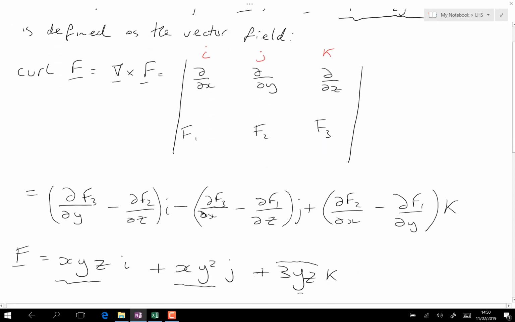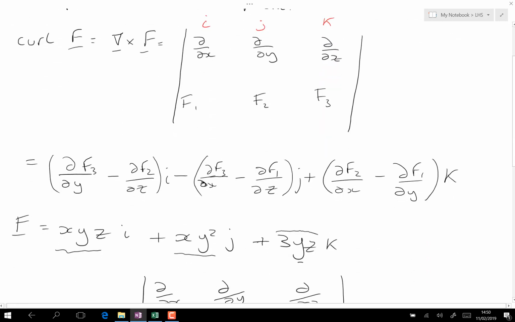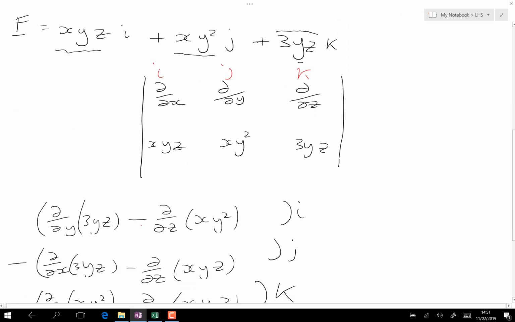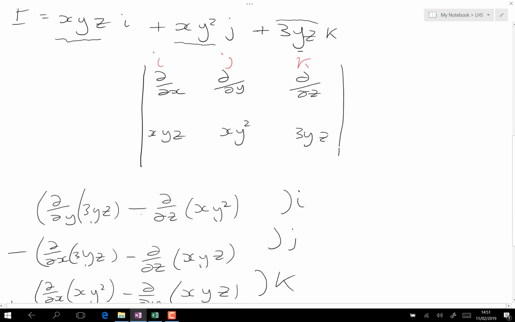So in this case, our example for f would be xyz i plus xy squared j plus 3yz k. If we had this example, we could still start off like we had here with i's, j's and k's, if you like, as our column headings to work out determinants. And in exactly the same way, we could cover up the i column to find the coefficients of i, cover up the j column to find the coefficients of j, and so on.